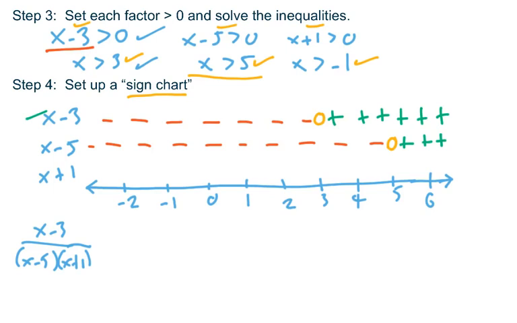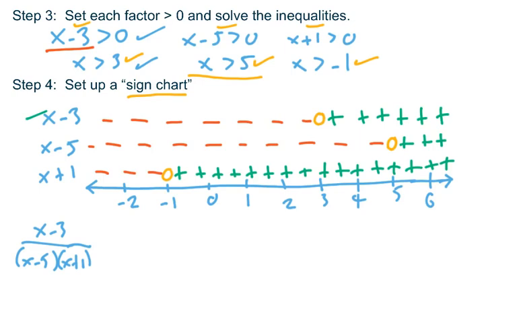What about the x plus 1? Well, that's positive whenever x is greater than negative 1. So we'll put little plus signs all the way to the right of negative 1, just like that. And if it's positive to the right of negative 1, it must be negative to the left of negative 1. And at negative 1, it would give me 0.